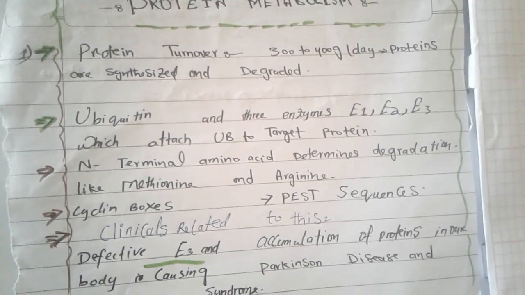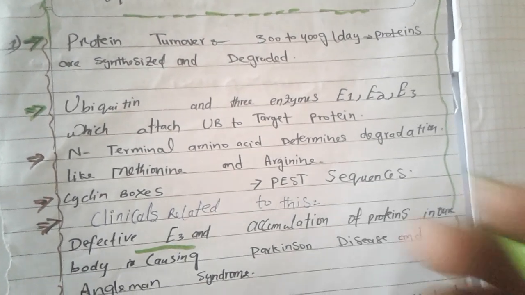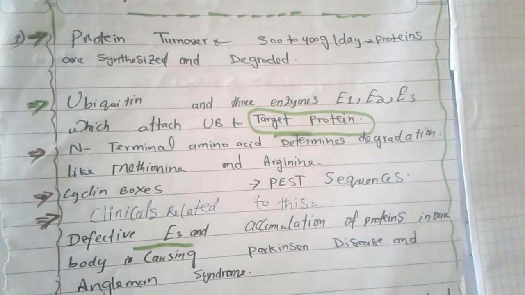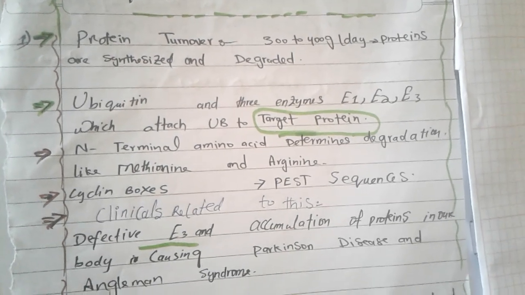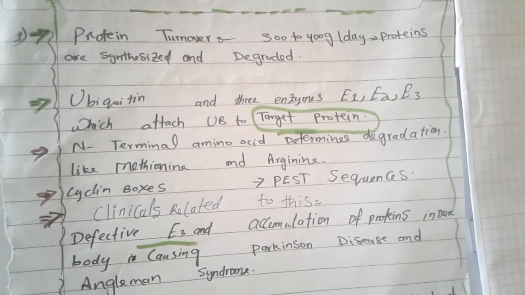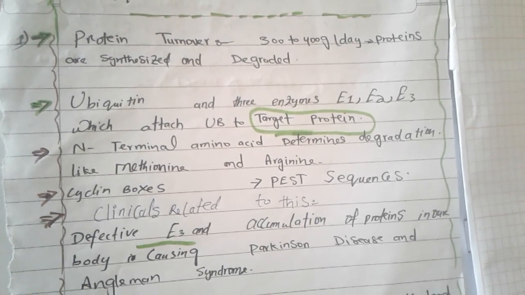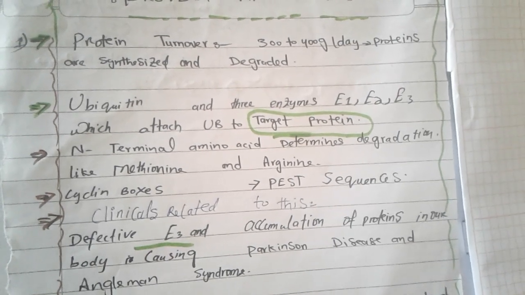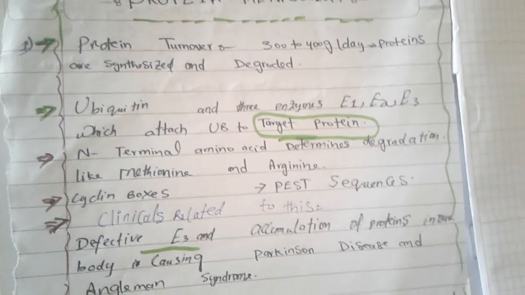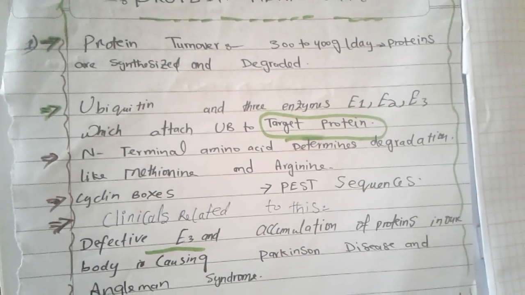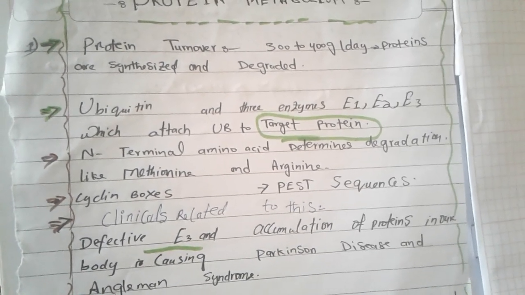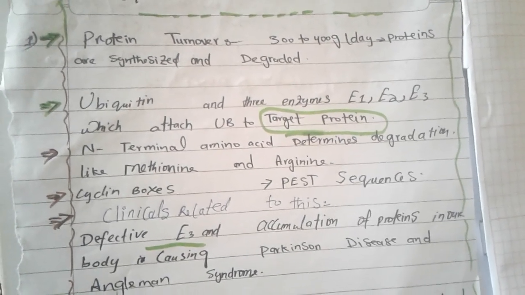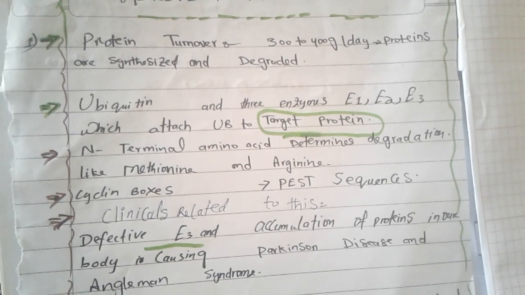Now how does ubiquitin bind with the protein to be degraded, the target protein? How is ubiquitin added to the target protein? For this, ubiquitin has a glycine residue on the carboxyl end of the protein sequence, and the protein to be degraded has a specific amino acid on the N terminal. On the N terminal, if we have methionine, it indicates that this protein has a longer half-life compared to arginine and leucine.